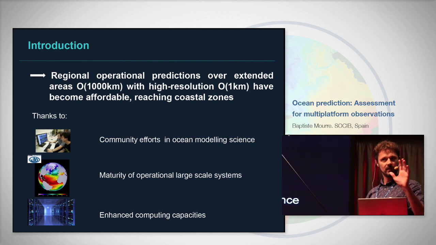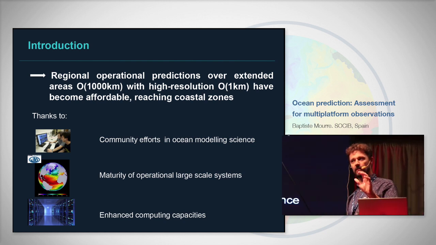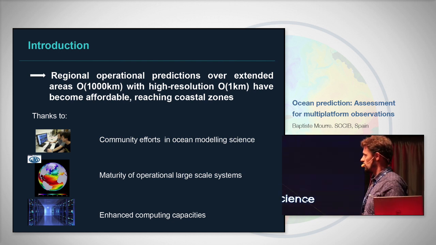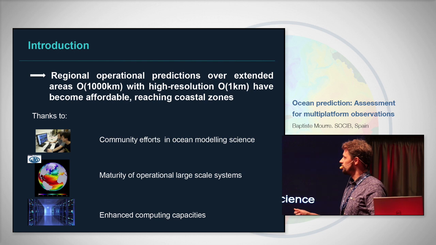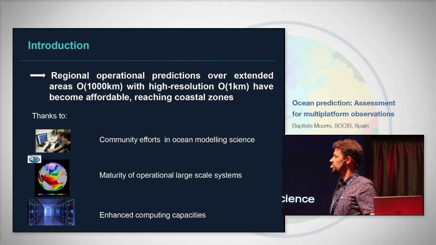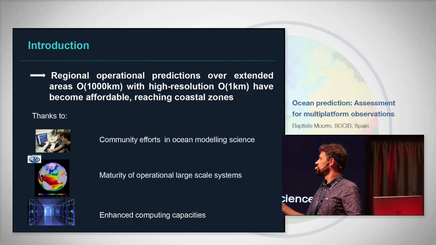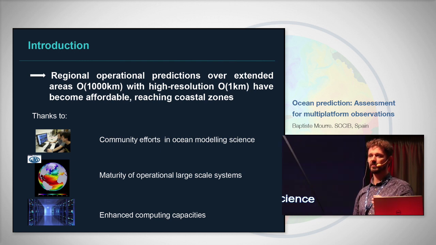Okay, so I will begin with a brief introduction and some thoughts about model assessment, and then we'll enter into more details. What I wanted to say is that regional operational predictions over extended areas, let's say 1,000 kilometers, are now affordable at a high resolution of 1 kilometer. So now we are able to run these operational models and also reach the coastal zones, in particular, where there are a lot of applications.